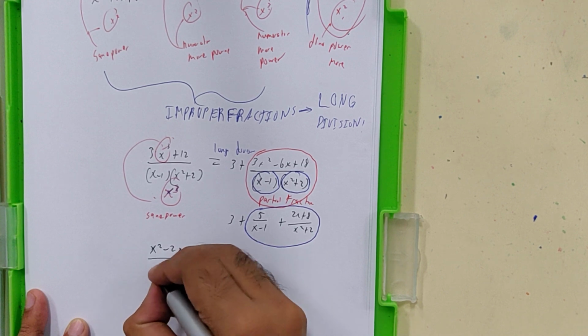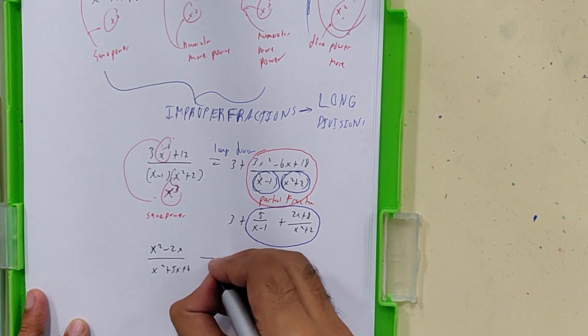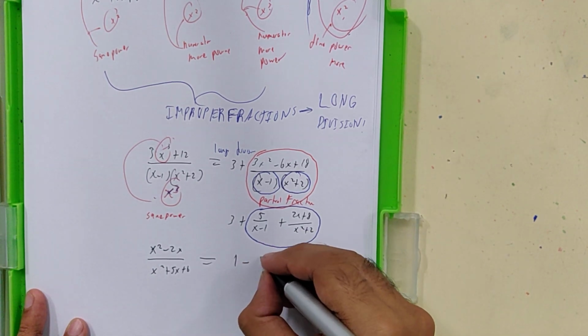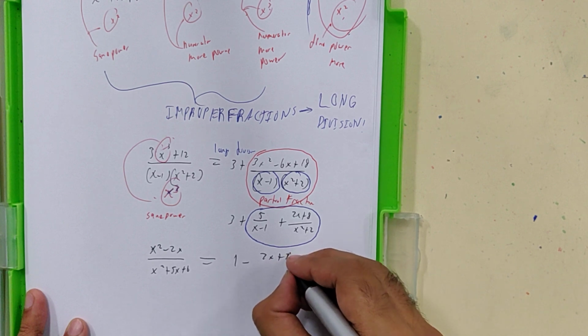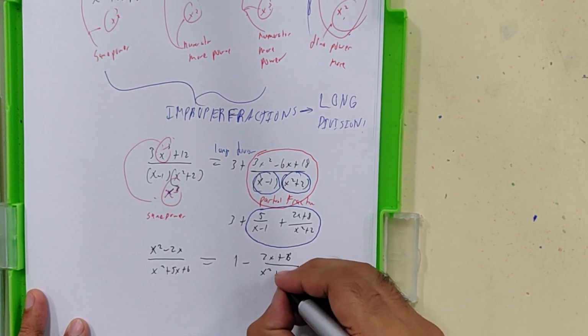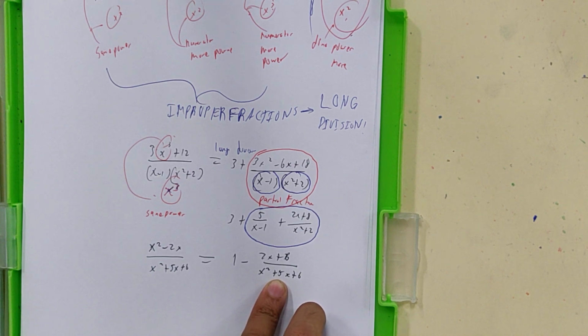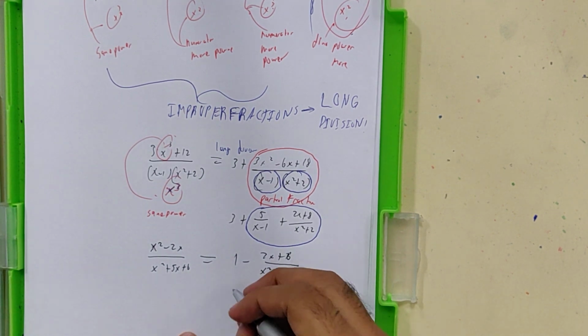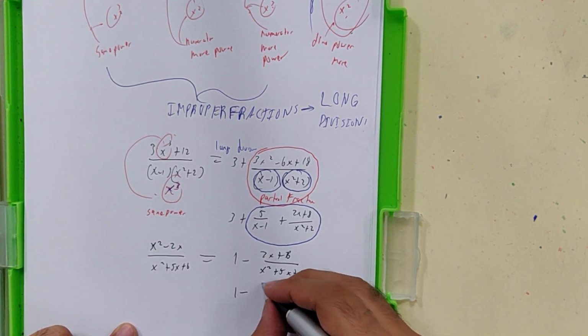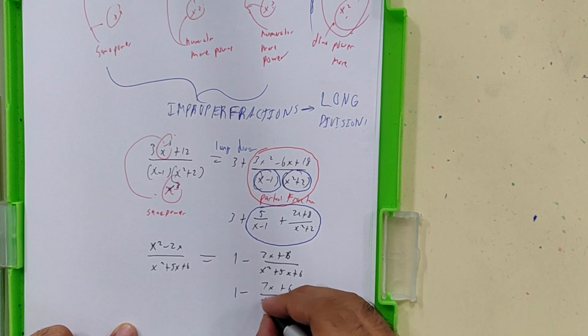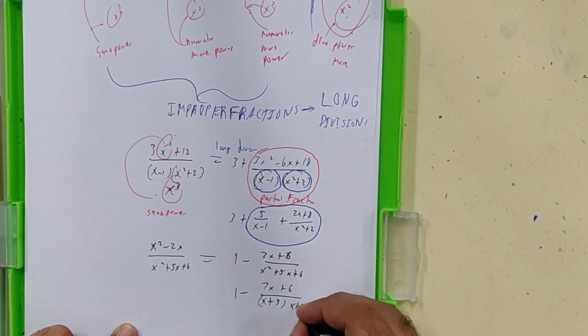(x squared minus 2x) over (x squared plus 5x plus 6) is equal to 1 minus (7x plus 6) over (x squared plus 5x plus 6). And is it okay? Do you see any partial? No? Why not? Is this a partial? Why not a partial? One denominator, right? Okay, now let me ask you one question. Can you factorize this? What do we get? 1 minus (7x plus 6) over (x plus 3)(x plus 2).